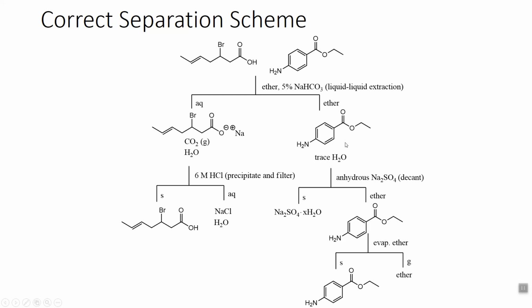In the case of the other side, where I have the organic base, the amine, dissolved in the ether layer, I want to add anhydrous sodium sulfate in order to get rid of traces of water. I'll get the solid sodium sulfate .xH2O, and in my ether, I'll have my organic base or my amine. Then I want to evaporate the ether. I should get my solid amine back, and ether will come off as a gas. So this is a good way to separate these two molecules.